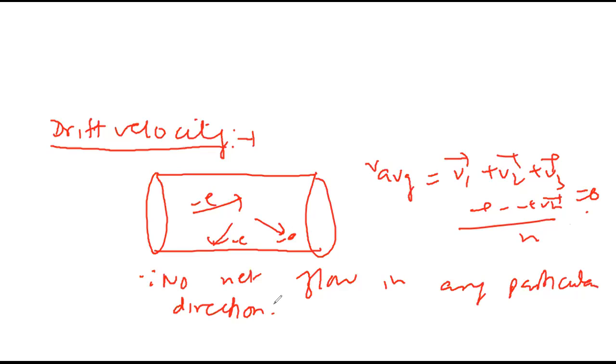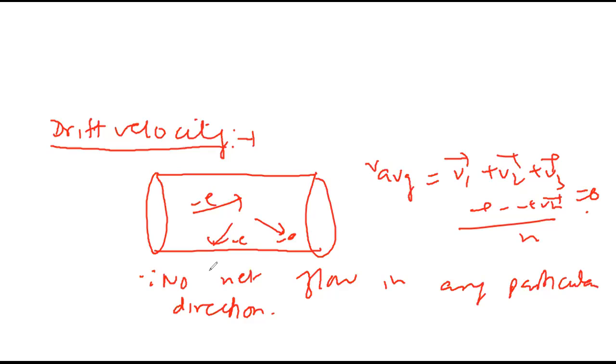Now if I apply a battery, what will happen? Electrons will flow in one direction. If electrons flow in one direction, that means we'll get a current. They will get accelerated. That means you have accelerated the electron by applying force. So will all the electrons have the same speed or different speed? Same speed.